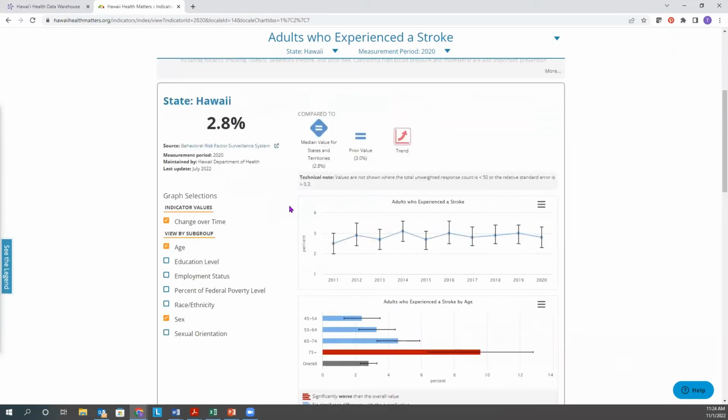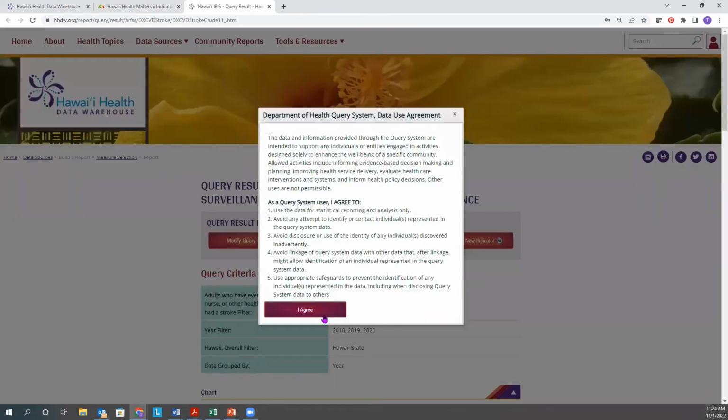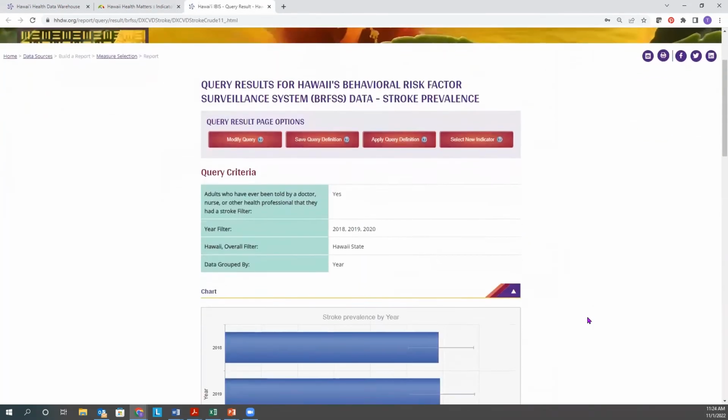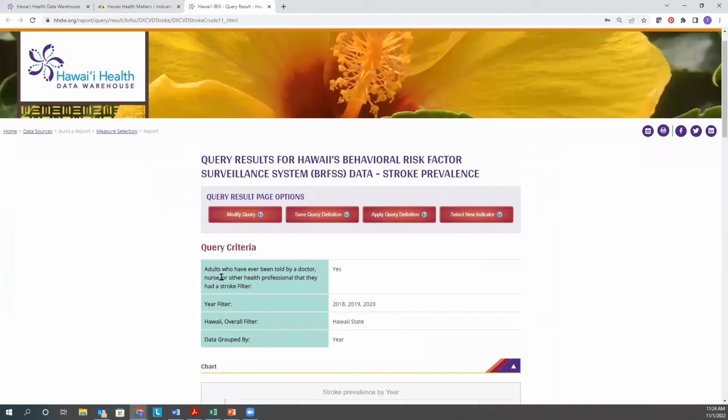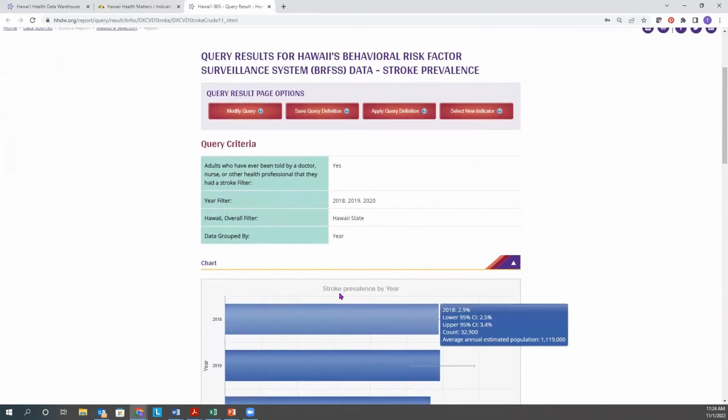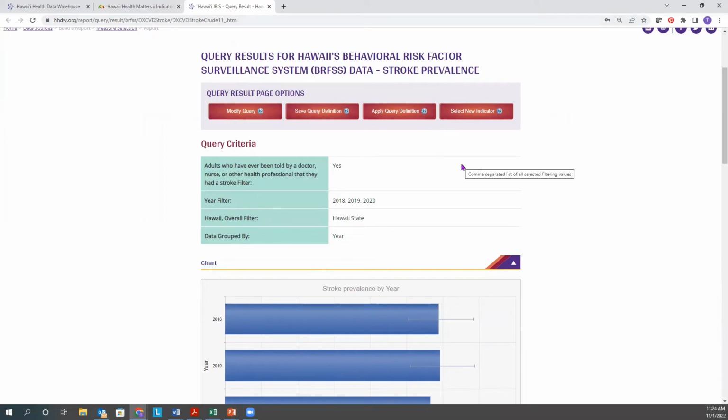So I'm going to come up here and I'm going to click on Behavioral Risk Factor Surveillance System. This will take me to the HHGW Build Your Own Report. And here I'm in the adults who have ever been told that they have had a stroke. It does not say age-adjusted here. I can also look up here, just as a little tip, and it will say crude. So I know this is a crude rate. I'm interested in the age-adjusted rate. And this makes sense because most of our data from BRFSS in Hawaii Health Matters is crude data.